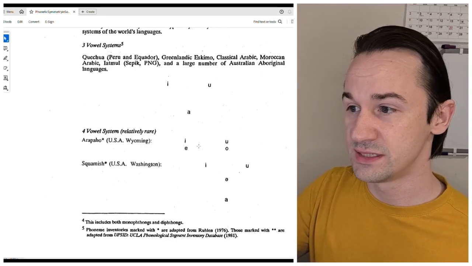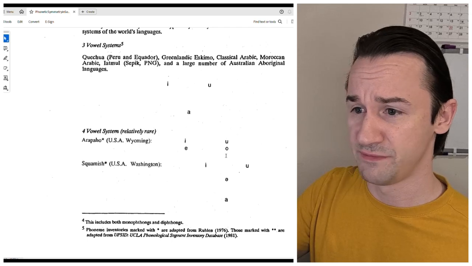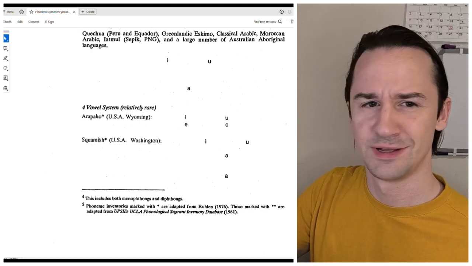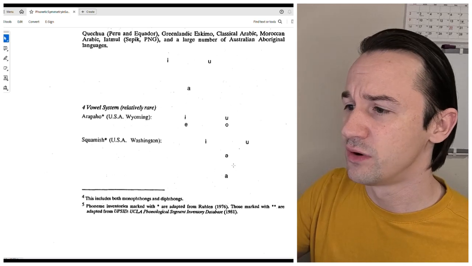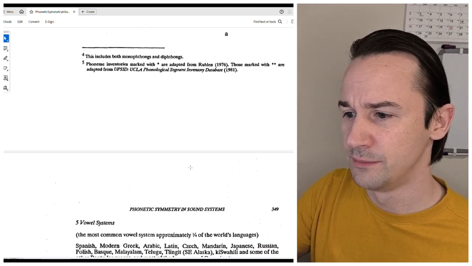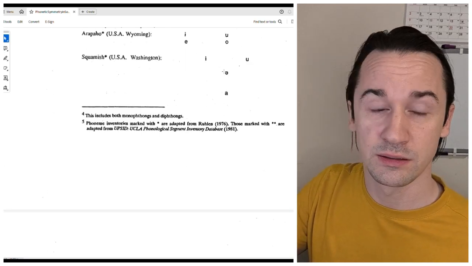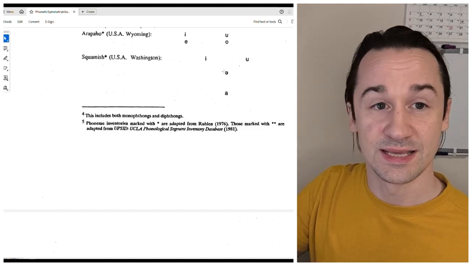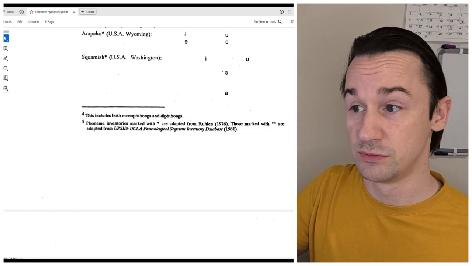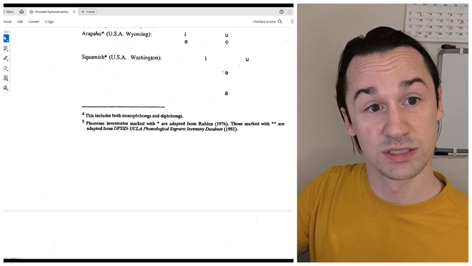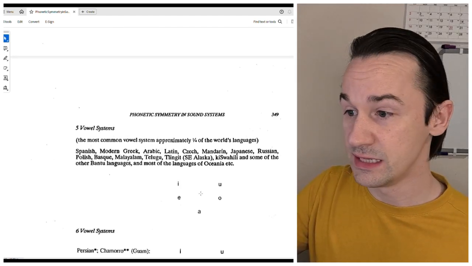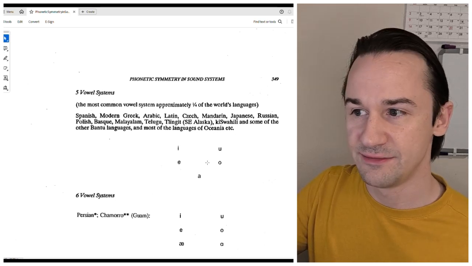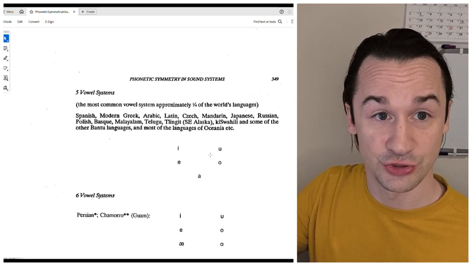There's some other systems here that I like that they show. There's a perfect square here with a 4-vowel system with Arapaho. Oh, I read that as squeamish. Squamish. So there's another 4-vowel system with a schwa added in the middle. Something I really want to avoid in English. Schwa is a very clear marker of an English speaker. It's the unstressed vowel in multisyllabic words. And then we get the 5-vowel system, the I, E, A, O, U, which is Spanish and Japanese. Very easy for English speakers to pronounce.